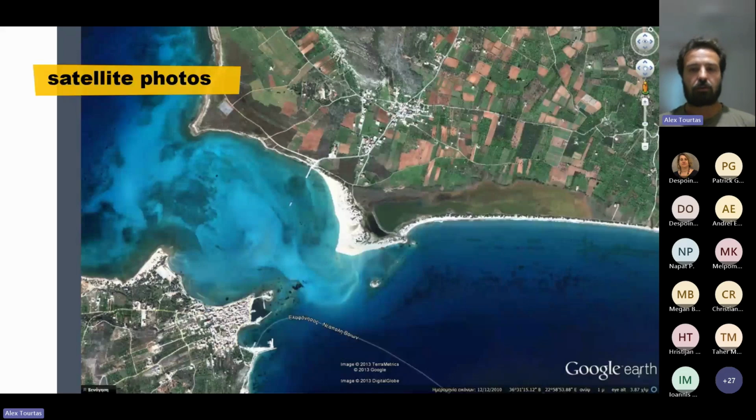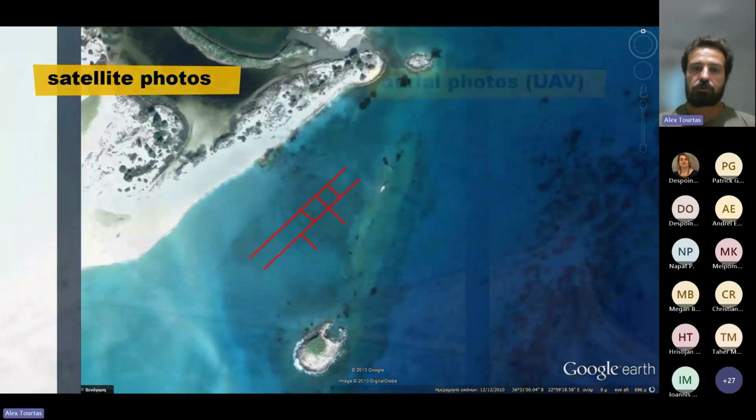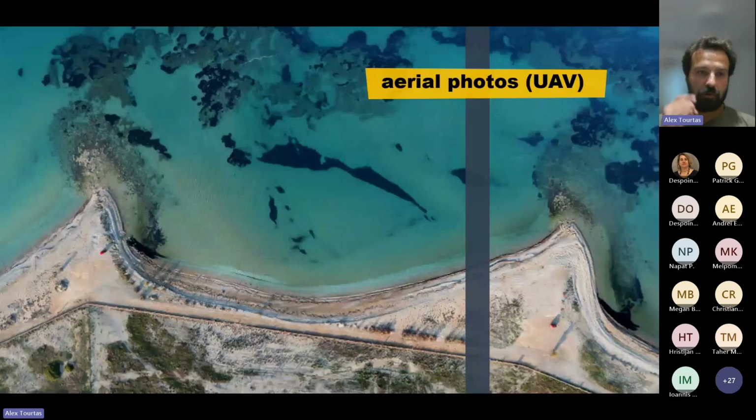In order to access the sites and to spot the sites, put them on a map, and see what we can do with them next, we use satellite photos, which, especially in the clear waters of the Med and other parts of the world, are very, very revealing. You can actually spot underwater structures through satellite photos. And of course, we use aerial photography.